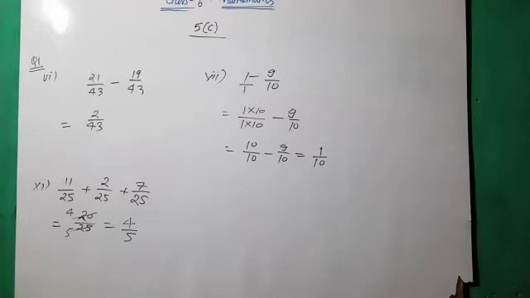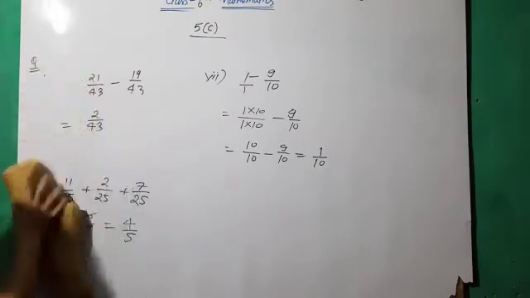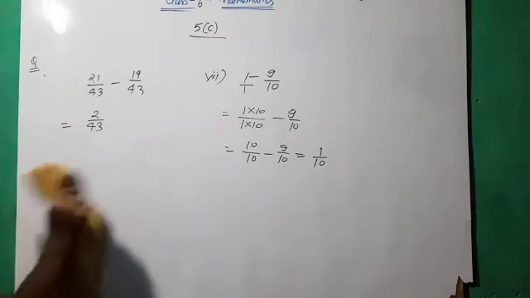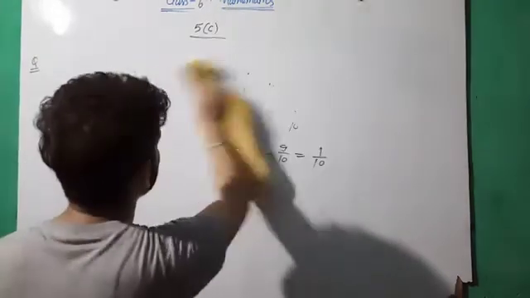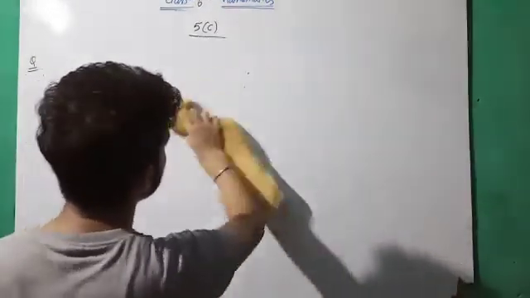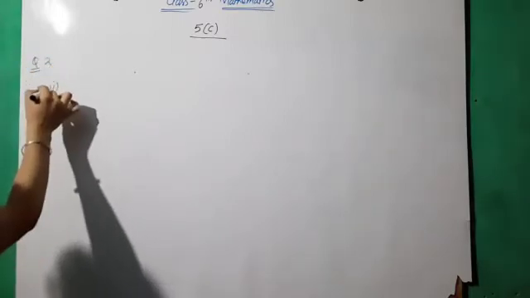In question number 2, first of all we have to change the mixed fraction into an improper fraction. Then you have to use the LCM method for either subtraction or addition of the numbers. So question number 2. The first part, we will discuss the second part.